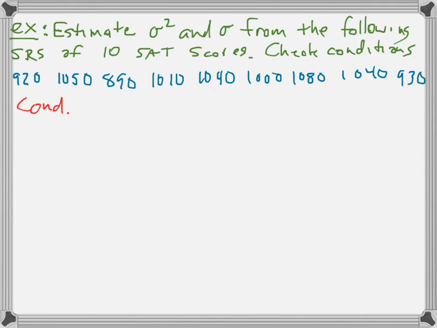The conditions were, is this random? That's always condition number one. Yeah, SRS, and if you forgot what SRS is, that's a simple random sample. That's the best kind of random sample that we got. Next condition is the normal condition.